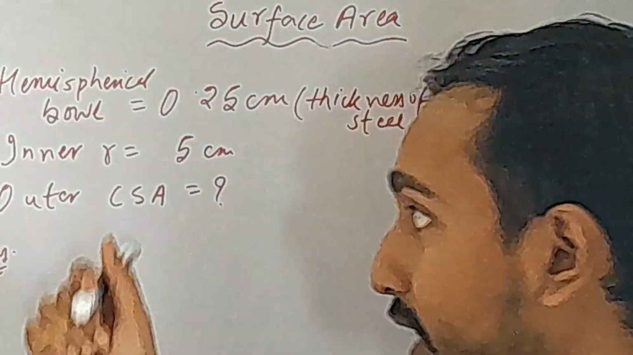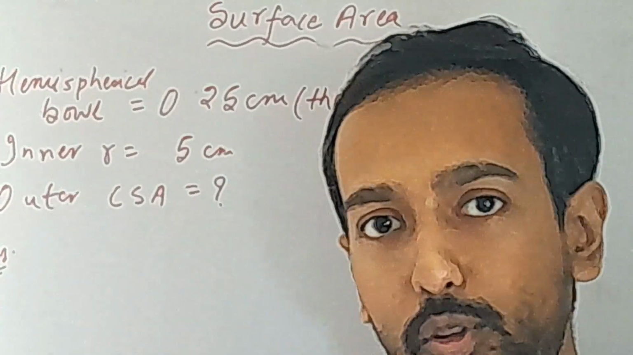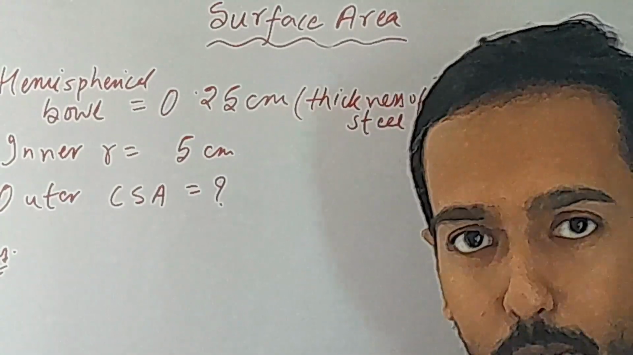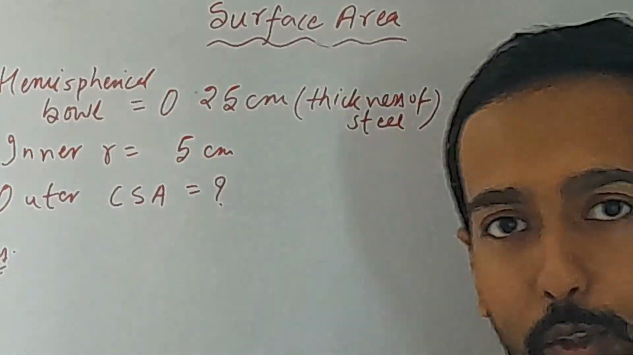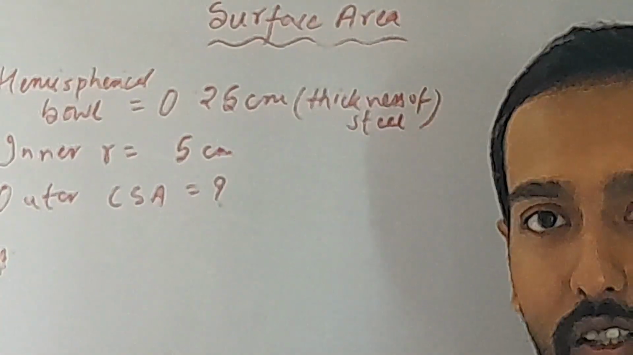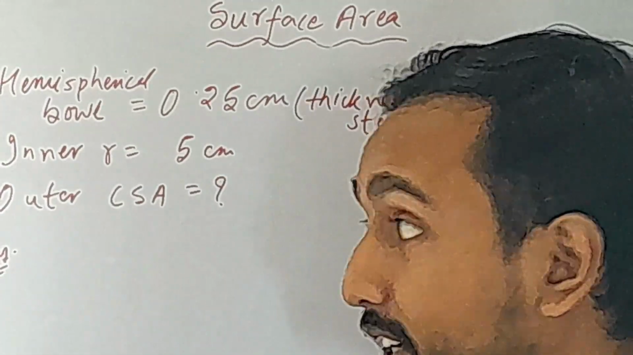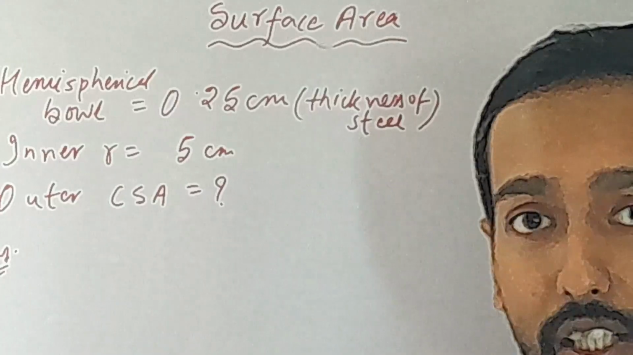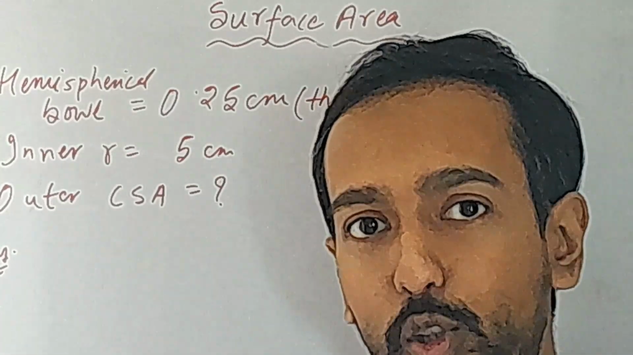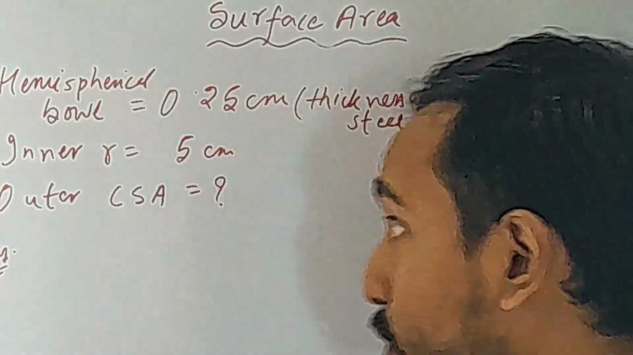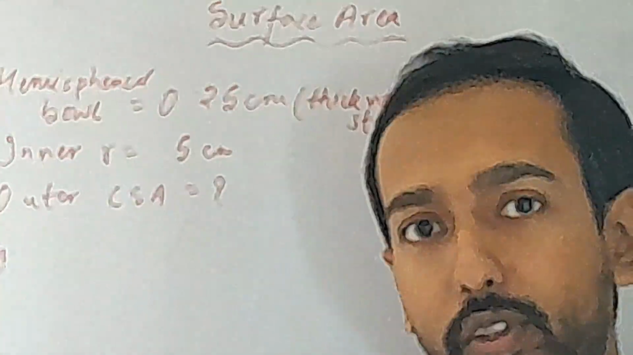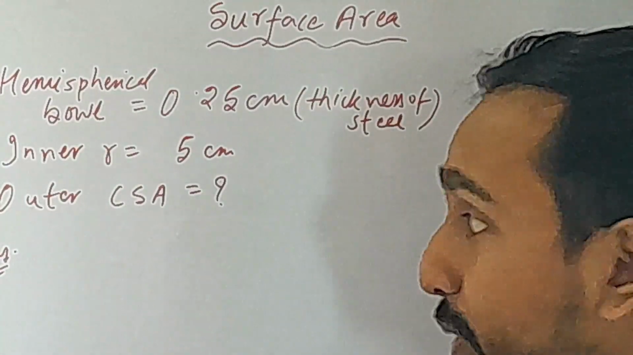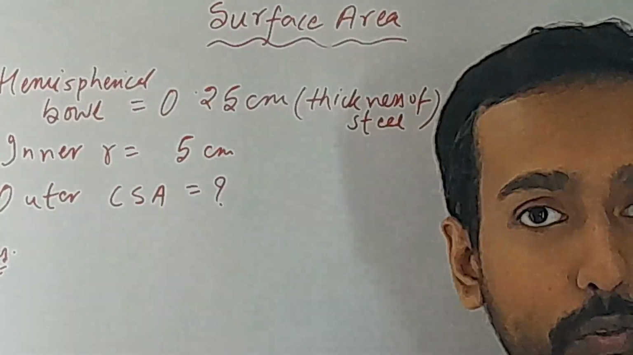So students, this is another extension of the previous question that we have solved from the chapter on the curved surface area of the hemisphere. The important part added to the previous question is that in this question we have been given the thickness of the steel that has been used to make the hemispherical bowl. So the thickness of the steel is 0.25 centimeter. In addition to that, we have been given the inner radius, which is 5 centimeter.